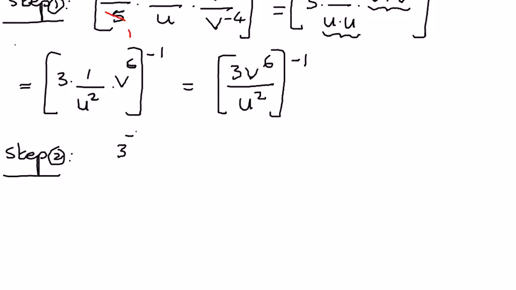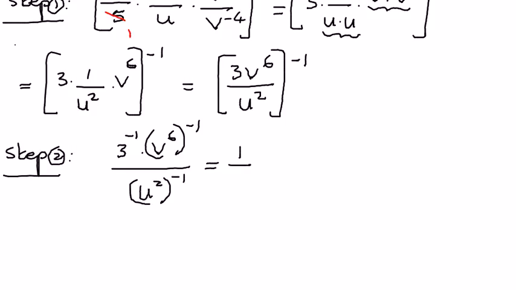3 to the power of -1, v to the power of 6. This whole thing is raised to the power of -1, like that. And then in the denominator we have u to the power of 2. This whole thing is raised to the power of -1, like that. And therefore we can simplify this and write it out as follows. 3 to the power of -1, if I write it out as a positive exponent, I can bring it to the denominator and write it out as 3 to the power of 1, or just 3.